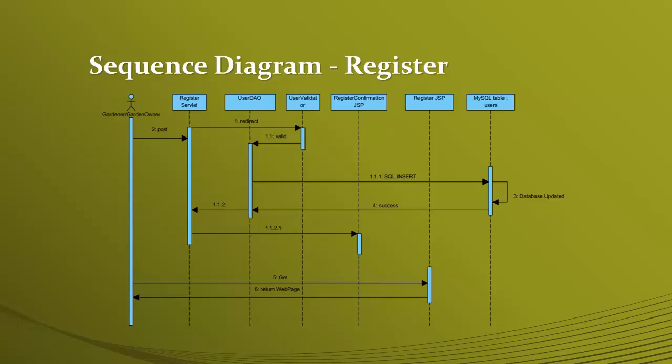The response is sent back to the user DAO class, which is then propagated to the register servlet. The servlet then redirects to the register confirmation JSP, where the sequence terminates. Then, the user submits their account details to the register JSP, which then returns their profile logged in page.